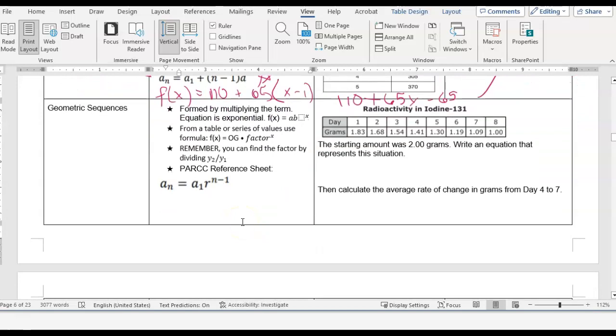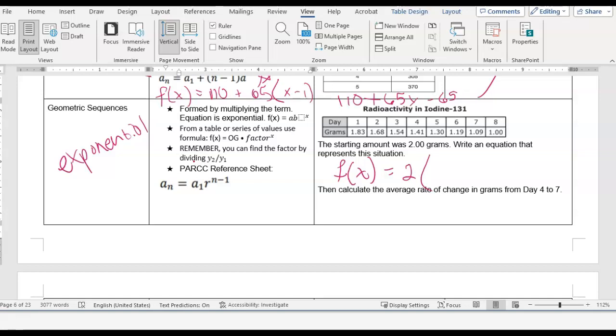All right, a geometric sequence is essentially an exponential function, right? So these are exponential functions in which we are multiplying by something. Here it says the starting amount was 2 grams. Write an equation that represents this situation. So f of x equals 2, our starting amount, times, then we need the factor. So that's what we're multiplying by each time.